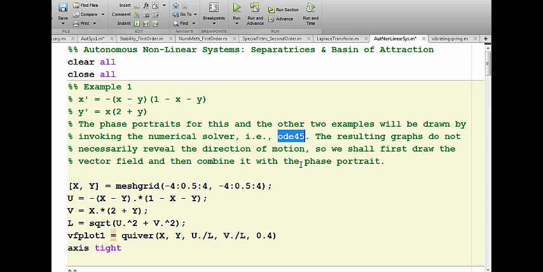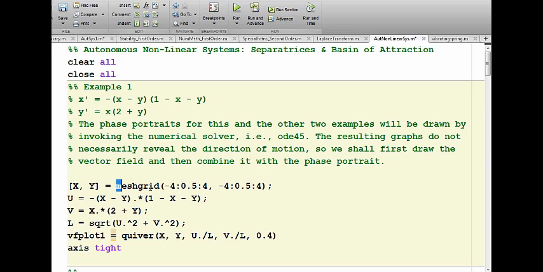The resulting graphs don't necessarily reveal the direction of motion on the solution curves. So we shall first draw the vector field for the system and then combine it with the phase portrait. So the vector field will enable us to determine the direction of the solution curves. So here's our first computation. This is the first example using the code from chapter 15 of the differential equations with MATLAB book.